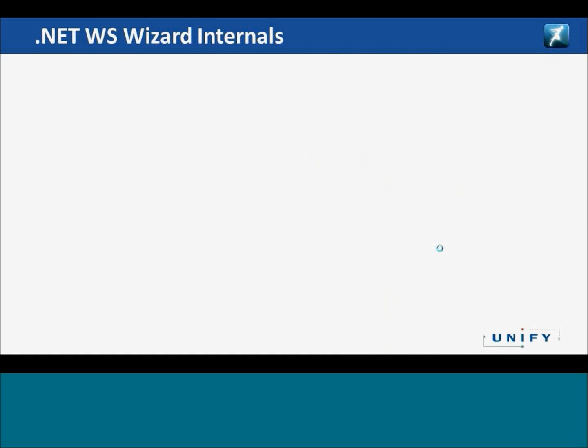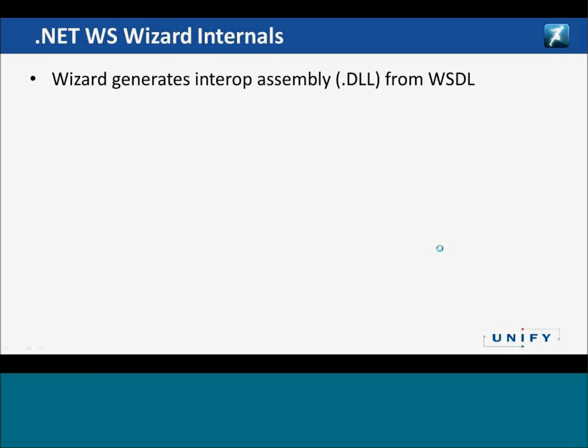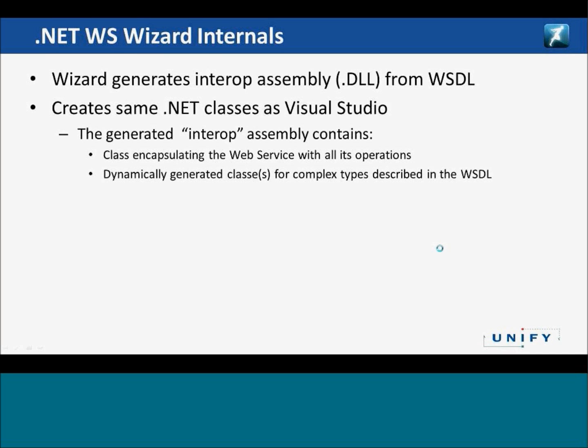A few words about the internals of the .NET Web Services wizard. The wizard generates an Interop assembly, a .dll file, from the WSDL that has been provided. It creates the same .NET classes that Visual Studio would generate, so it's using the exact same .NET technology that Microsoft Visual Studio is using. The generated Interop assembly contains a class that is encapsulating the web service with all its operations. That's what you have seen on the previous slide with all the operations below the web service.